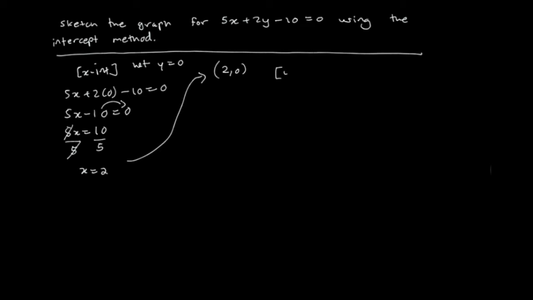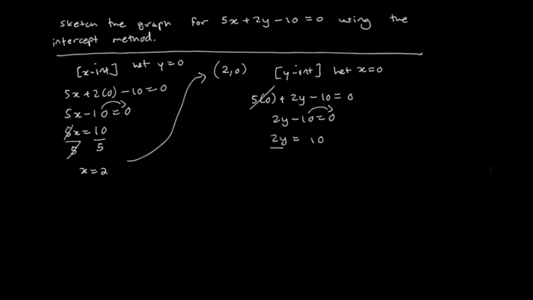I'm going to do the same thing, but this time I'm going to find the y-intercept. And so when I find the y-intercept, I have to let x equal 0. That's when the graph hits the y-axis. We know that the y-axis is where x is 0. And in this case, if I let x equal 0, I get 5 times 0 plus 2y minus 10 is equal to 0. So 2y minus 10 is equal to 0. If I move the 10 to the other side, 2y is equal to 10. I want to solve for y, not 2y, so I'm going to divide by 2. Whatever I do to this side, I'm repeating to this side. And y is equal to 5. All right, so your y-intercept here is 0 and 5.